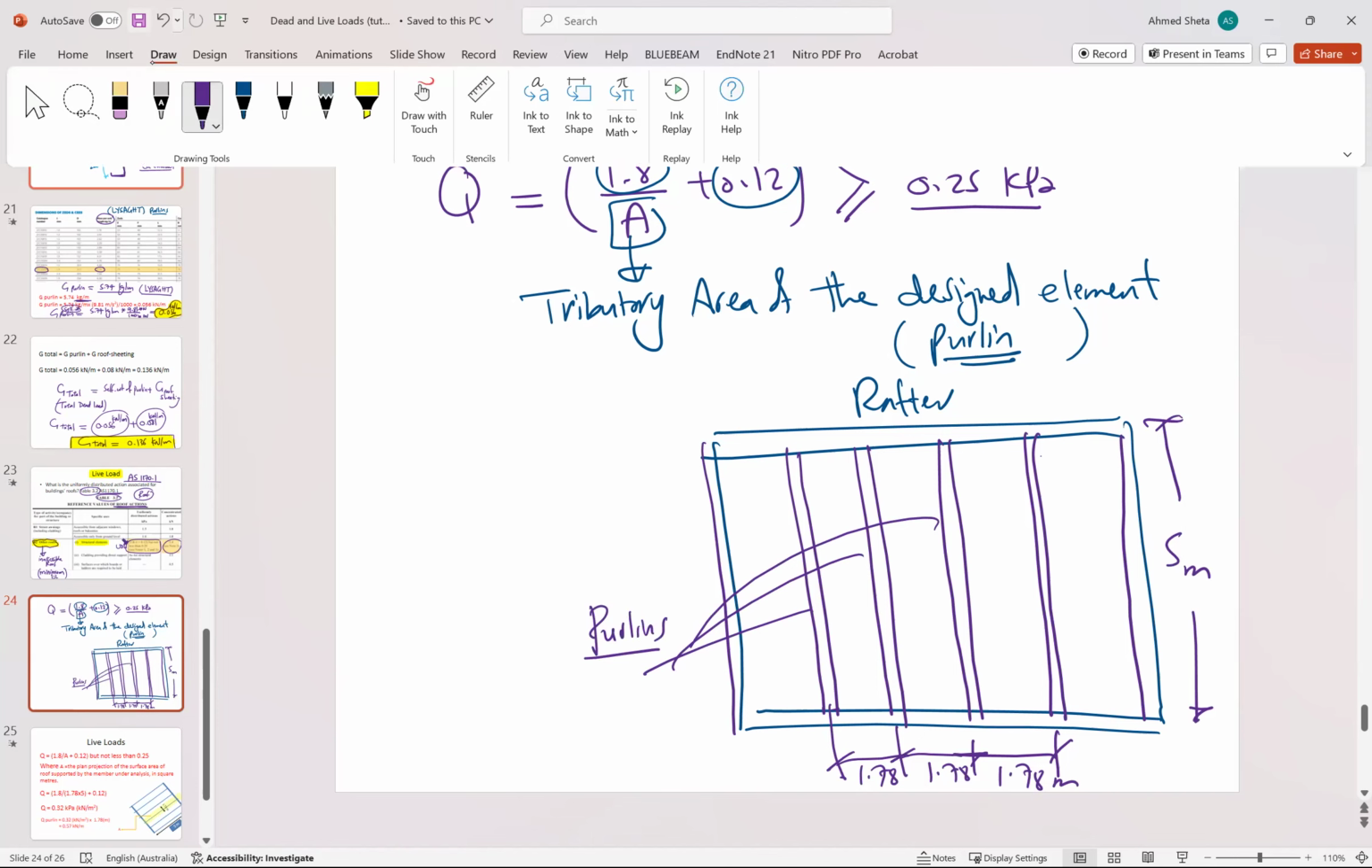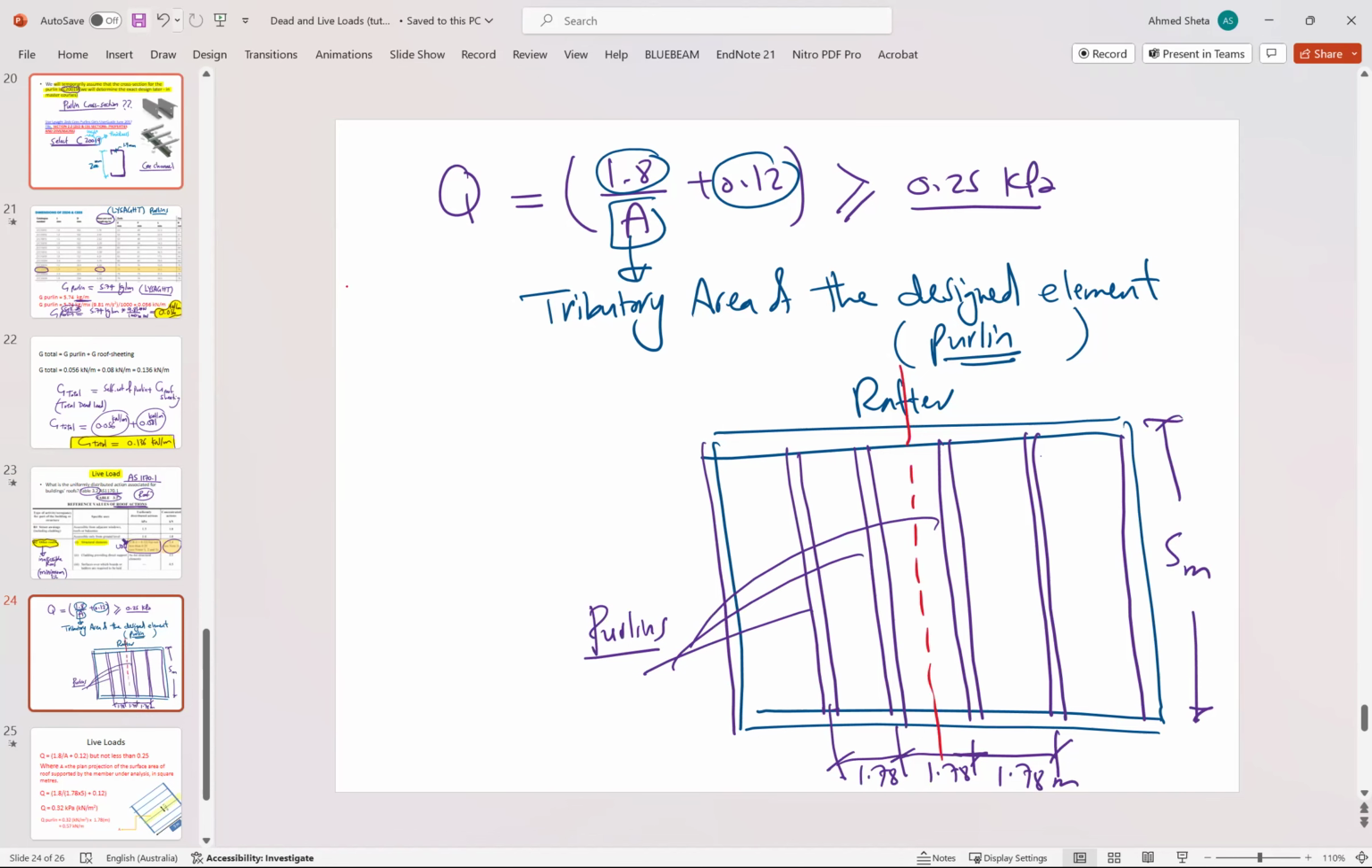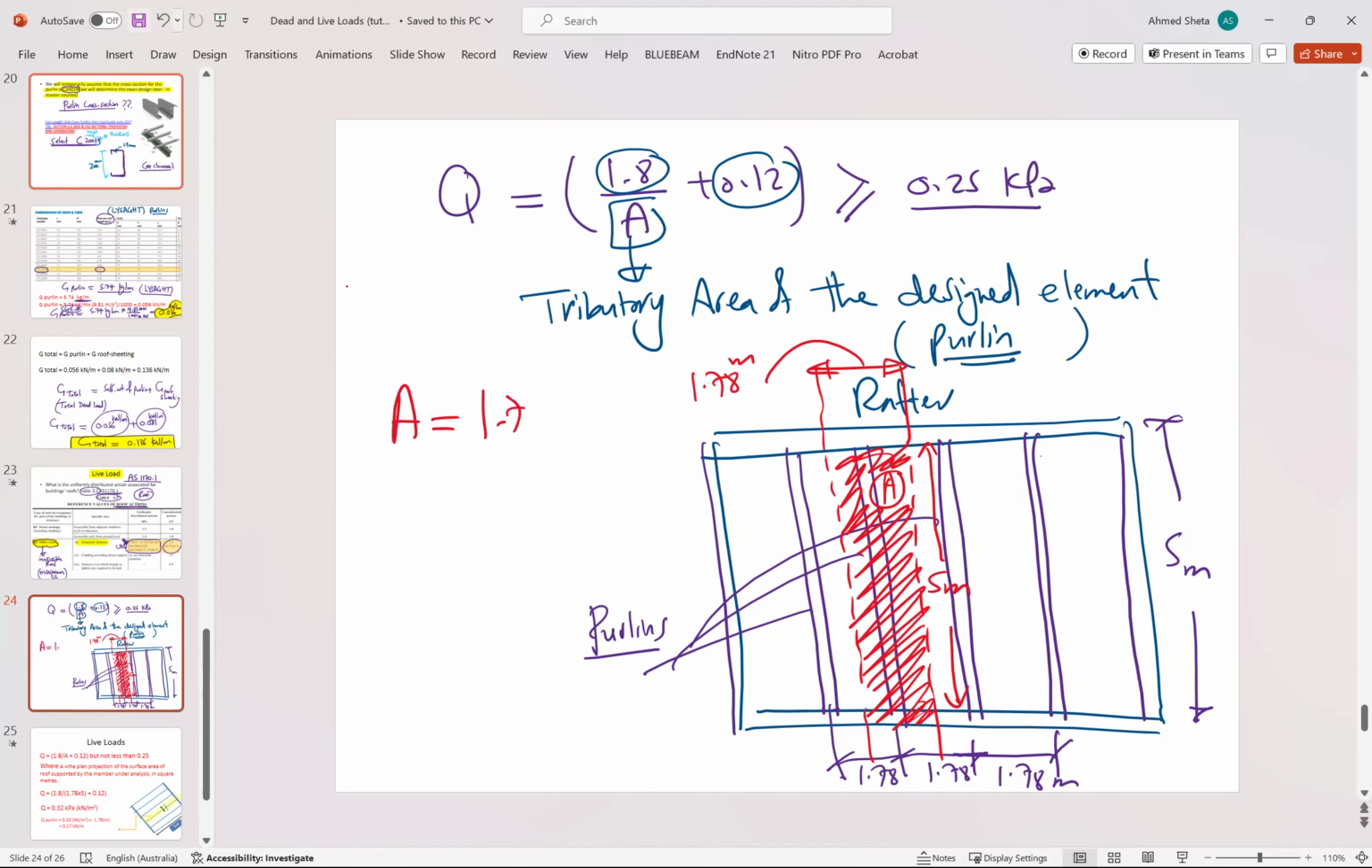What is A? A, as we mentioned earlier, is the area carried by each rafter. For example, if we are studying this rafter, the area will be this red area. This is our tributary area for the Purlin. What is the dimension of this tributary area? This dimension is 1.78. The other dimension is 5 meter. So A in this case will be 1.75 times 5. This is the area supported by a Purlin.